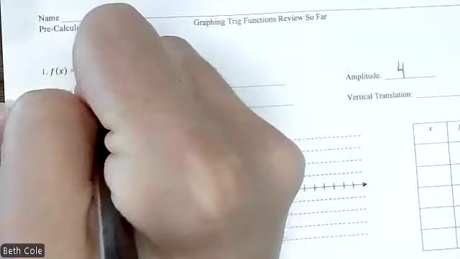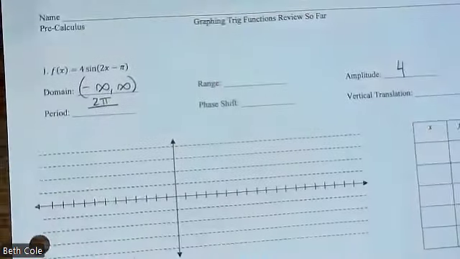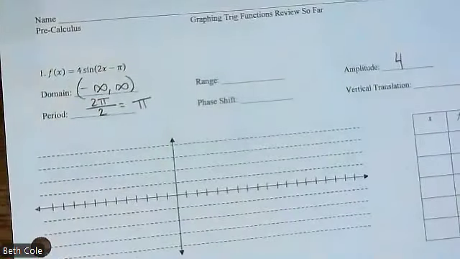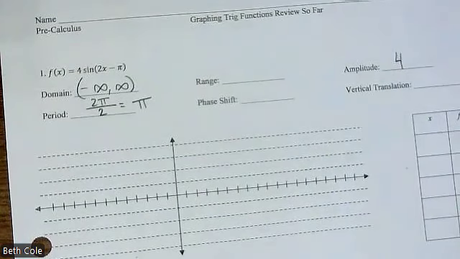All right. Period is 2 pi over b, or whatever is in front of the x, which is 2. So it ends up just being pi. So it was 2 pi. You squished it to just pi. So it got compressed is what happened.